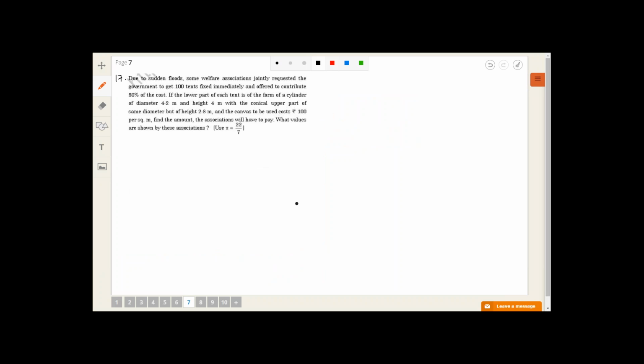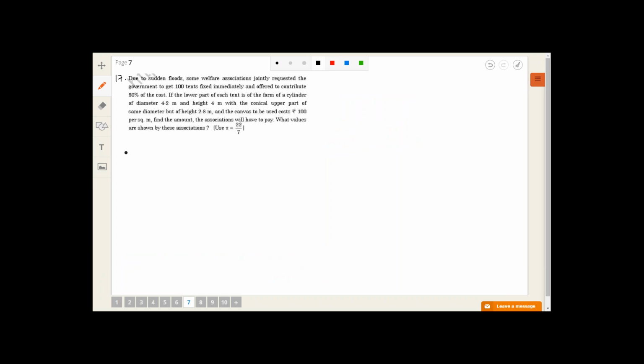Seventeenth problem. Due to sudden floods, some welfare associations jointly requested the government to get 100 tents fixed immediately and offered to contribute 50% of the total cost. If the lower part of each tent is in the form of a cylinder of diameter 4.2 meter and a height of 4 meter with the conical upper part of same diameter but of height 2.8 meter, and the canvas to be used costs rupees 100 per square meter. Find the amount the associations will have to pay. What values are shown by these associations?